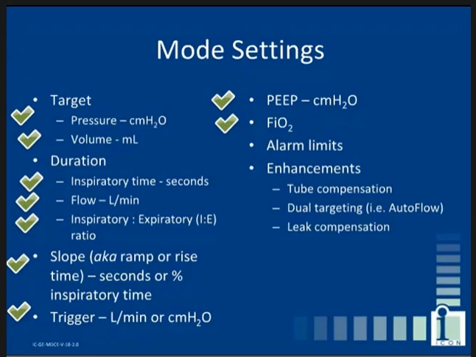All modes have an FiO2, or fraction of inspired oxygen setting, and is measured in a decimal setting. However, FiO2 settings are expressed in ranges from 21% to 100%. All modes have settings for alarm limits, either minimum, maximum, or both. And finally, current ventilators provide enhancements to supplement almost any mode. Some examples include tube compensation, dual targeting features such as autoflow, and leak compensation.